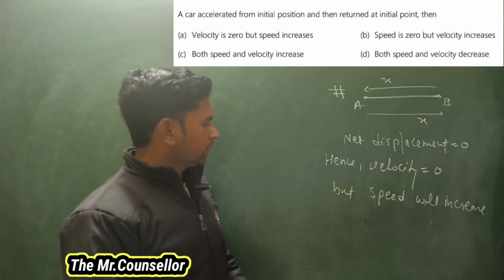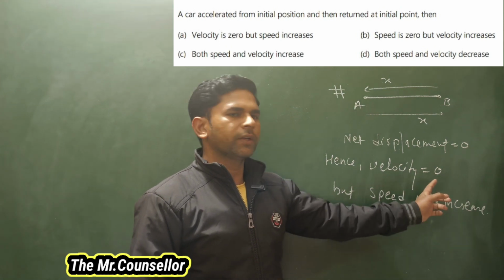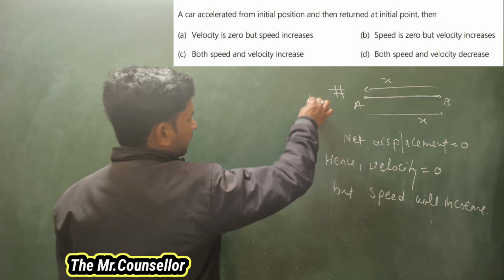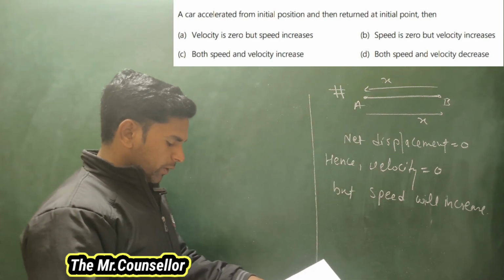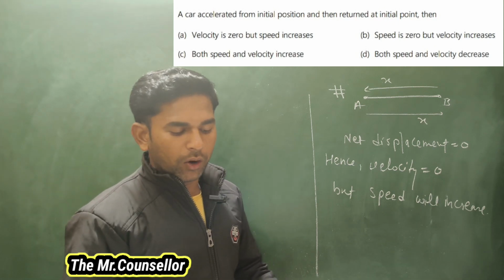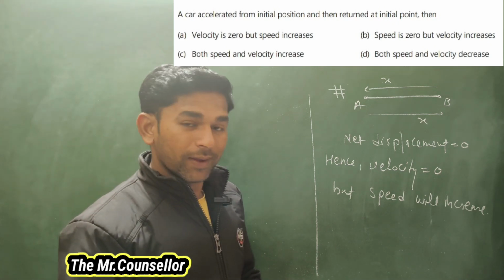How can we write this? Speed will increase when velocity is 0. This is a very important point, I am going to explain here. According to this, which option can you mark right? Option A you can mark right. But how can you be sure that option A is right?